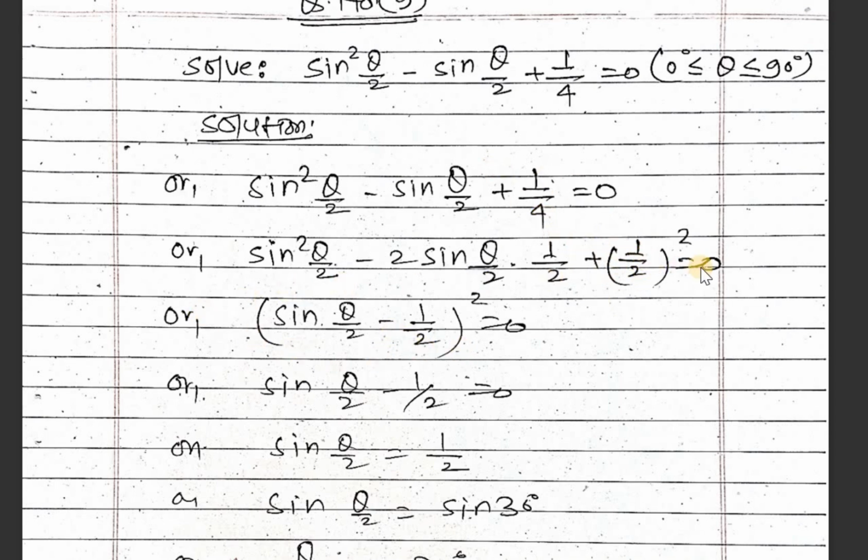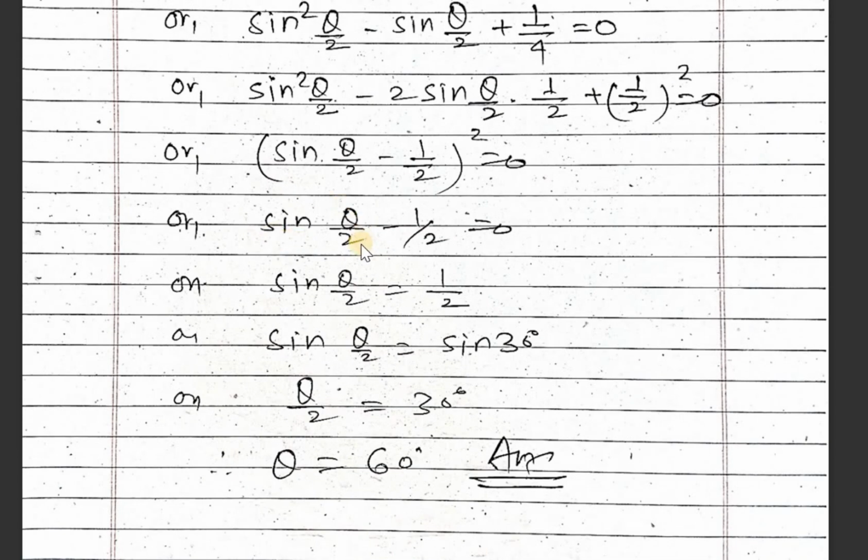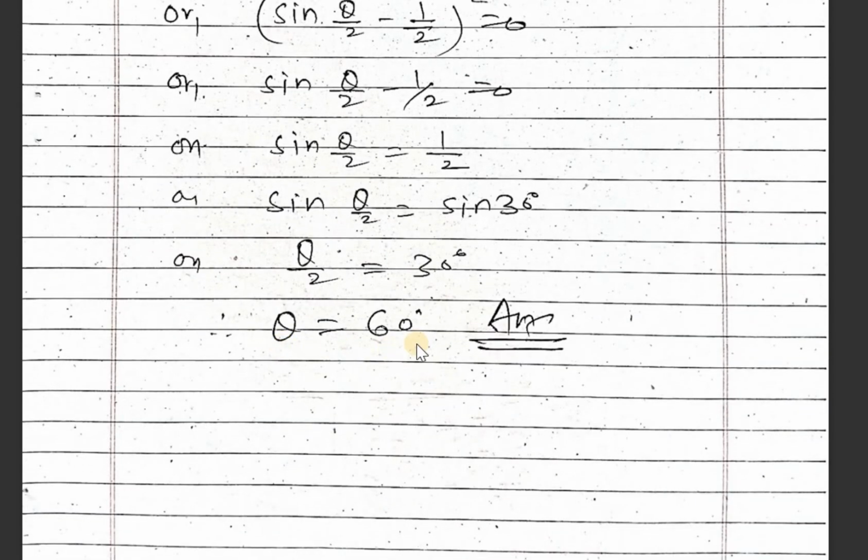So we can write this equation as (a minus b) whole squared, that is (sin theta by 2 minus 1 by 2) whole squared equals 0. So sin theta by 2 minus 1 by 2 equals 0. Sin theta by 2 equals 1 by 2. Sin theta by 2 equals sin 30 degrees. So theta by 2 equals 30 degrees and theta equals 60 degrees.